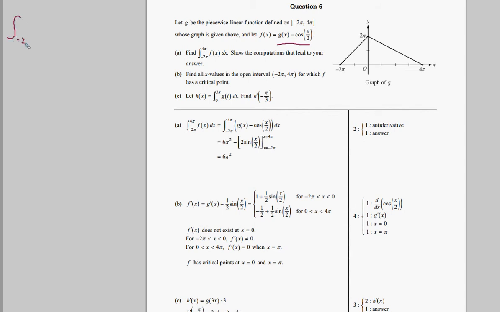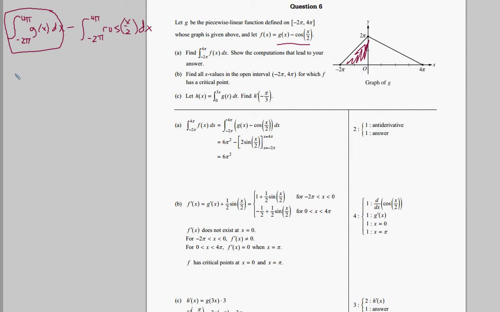So I have the integral from negative 2 pi to 4 pi of g of x dx minus the integral from negative 2 pi to 4 pi of the cosine of x over 2 dx. Okay? Now, I can evaluate this using areas. So I'm going to go from negative 2 pi to 0. This area right here would be 2 pi by 2 pi divided by 2 because it's a triangle.